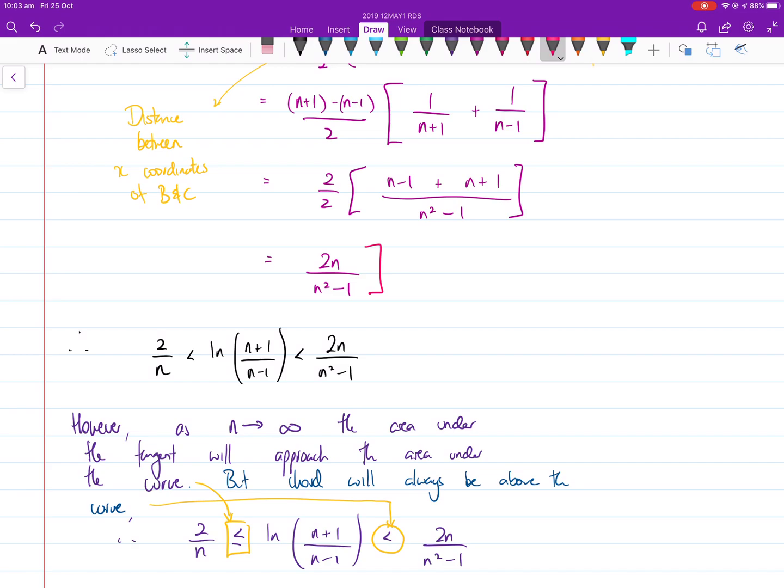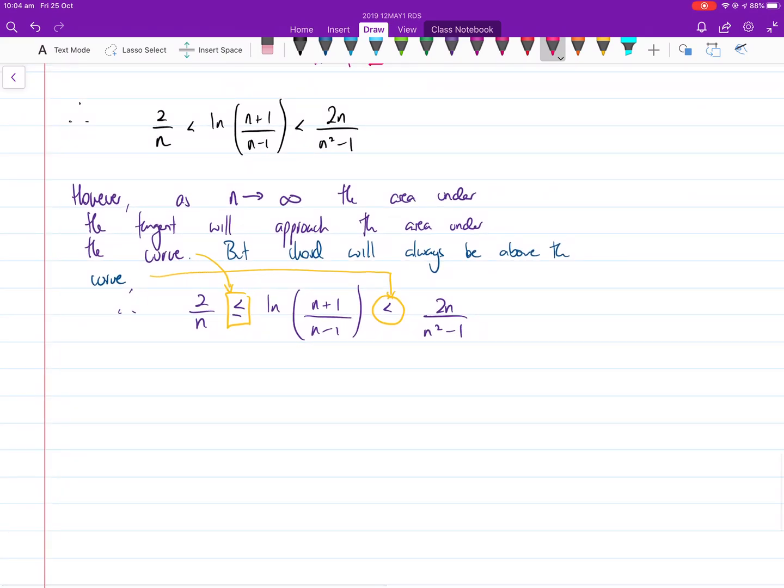The other way, however, because you're doing a movement always of 1, so the two points are not getting any closer to each other, you will always have a trapezium that is larger than the area underneath the curve, so that we don't get equality on the right-hand side there. To get your full marks for this one, you would need to address why one of them suddenly becomes equal to, and one of them stays strict.